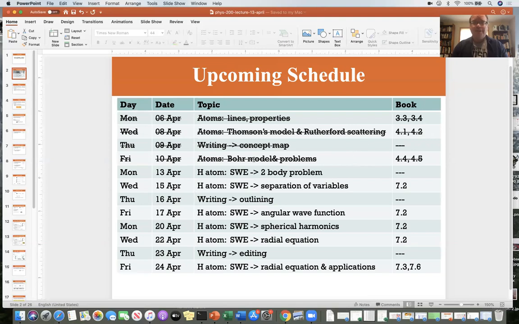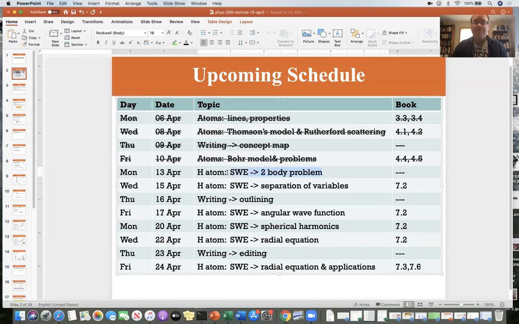On our schedule here, we're on Monday the 13th. We're talking about the two-body problem for the Schrodinger wave equation. On Wednesday, we'll talk about separation of variables. We'll talk about outlining on Thursday regarding your paper. And then on Friday, we'll get to the angular wave function for the Schrodinger wave equation. And notice then, we basically have this week and next week, and then we're pretty much done.